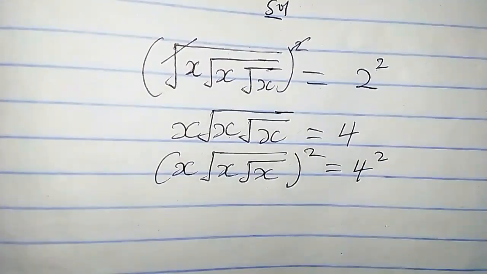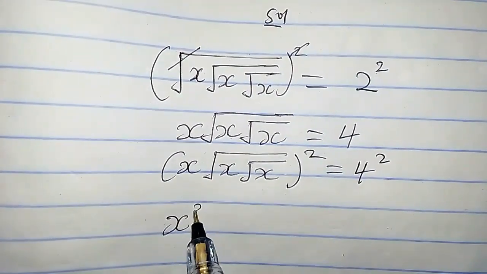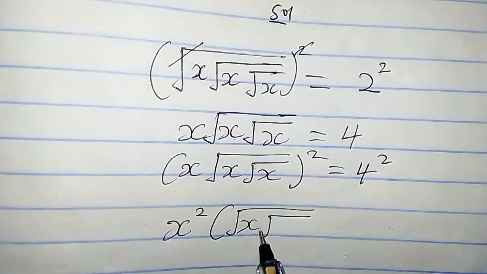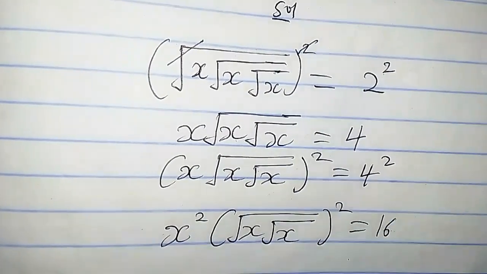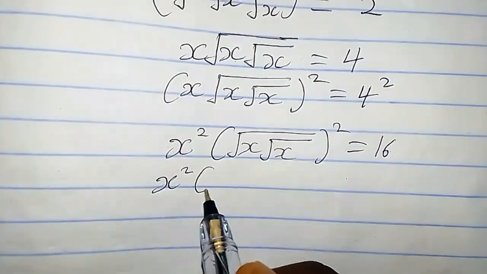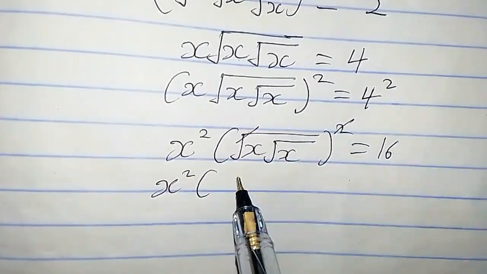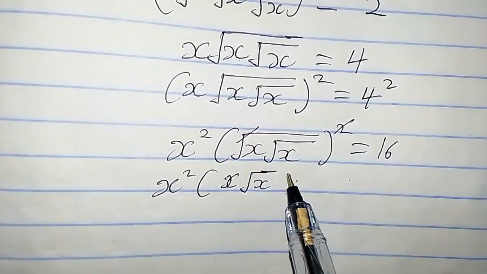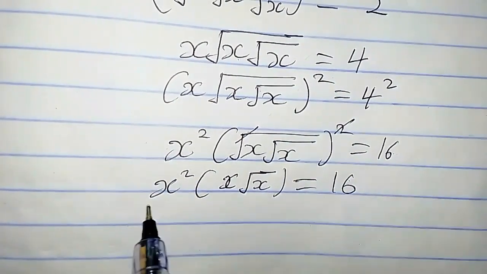squared. So let's distribute the power, which is 2. So we're going to have x squared times square root of x times square root of x all squared equals 4 squared, that is 16. So let's proceed further. So we're going to have x squared times this bigger square root takes care of these 2. So we are left with x times square root of x. So this equals 16. Now again, let's square both sides of this equation again.